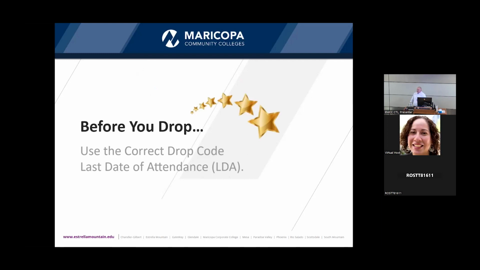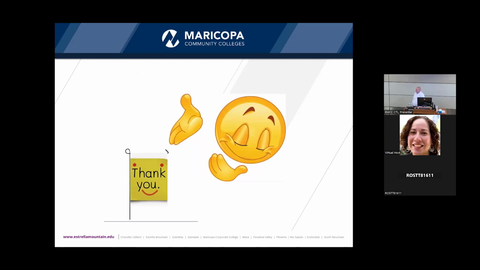And again, the most important part, make sure you use the correct drop code, whether it's 43, 42, or one of the others, and then make sure the last day of attendance is correct. Any questions?